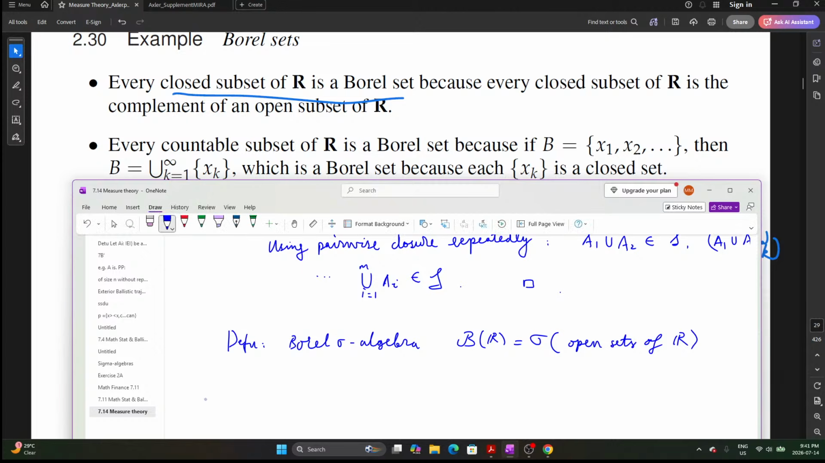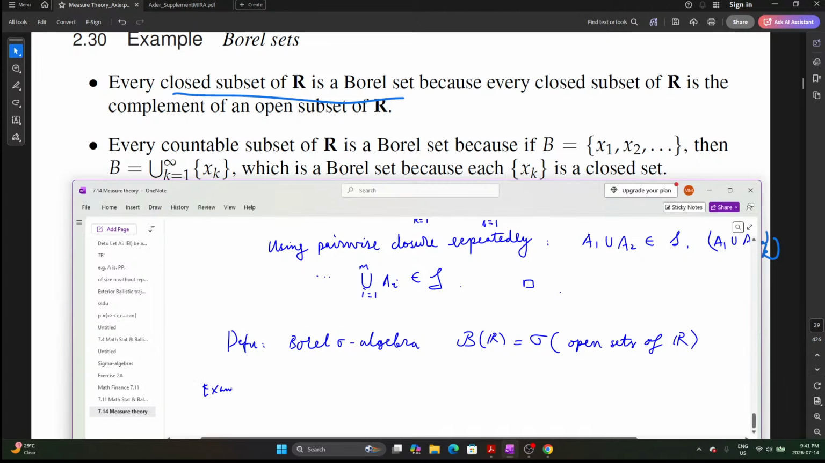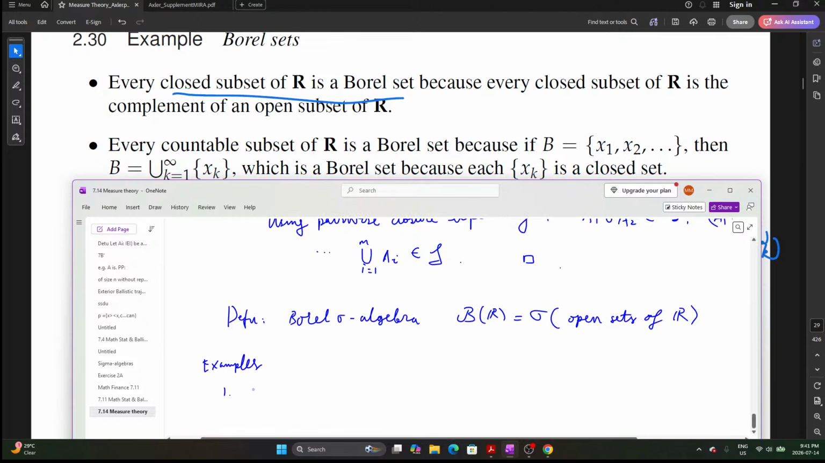Examples. One, closed set. Examples of Borel sets.